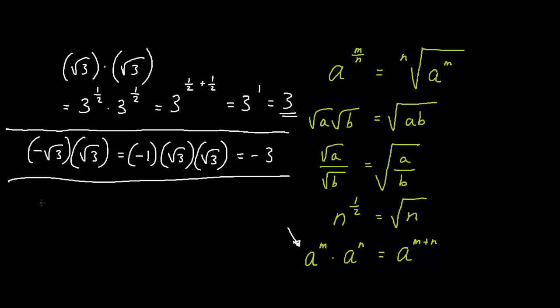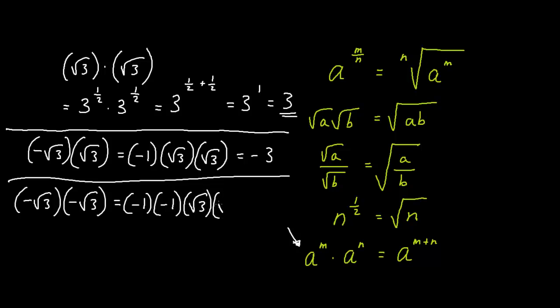Now, what would we do if we got minus root 3 multiplied by minus root 3? Well, we would make it equal to minus 1 multiplied by minus 1 multiplied by root 3 multiplied by root 3. Now minus 1 multiplied by minus 1 is 1. So we would get 1 multiplied by 3, which is 3, as root 3 multiplied by root 3 is 3.